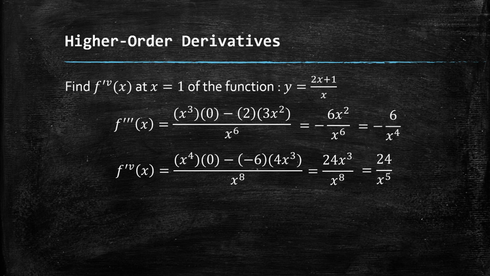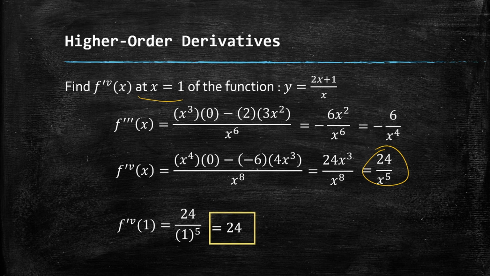Take note that we are given x = 1. Hence, we're going to substitute that into our derivative, our fourth derivative. So we'll have f⁗(1) = 24/1⁵, which is just 24. And that is our final answer.